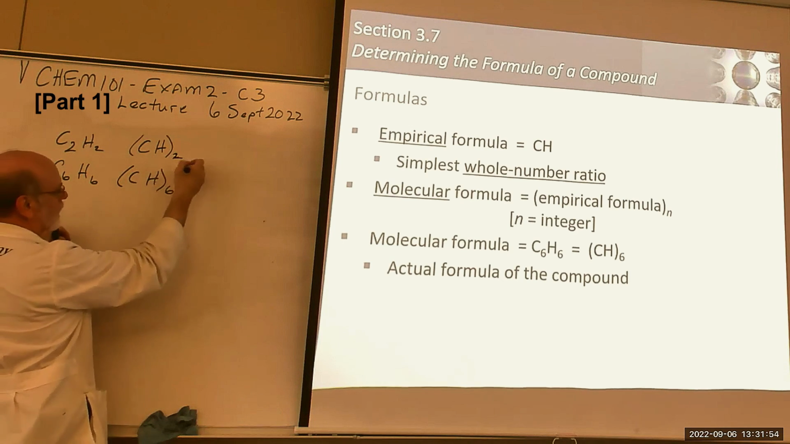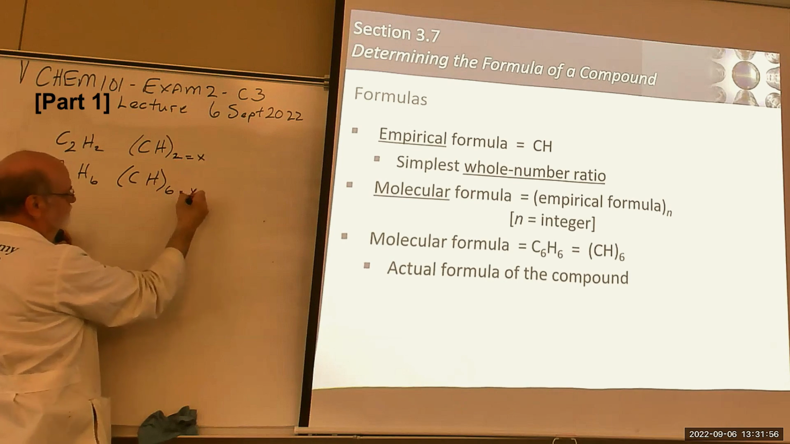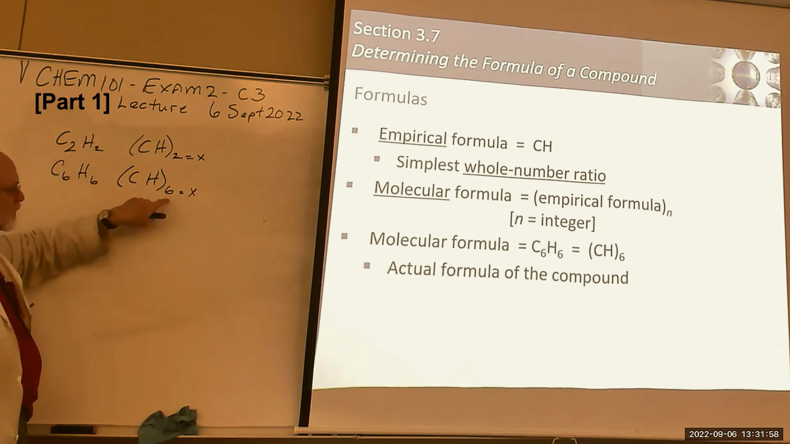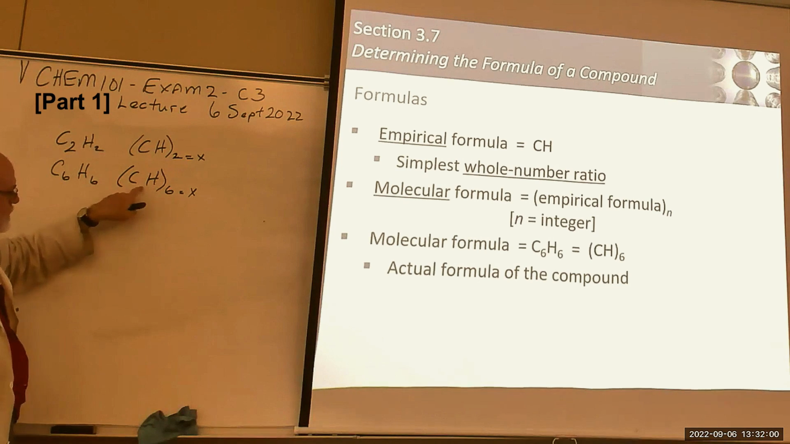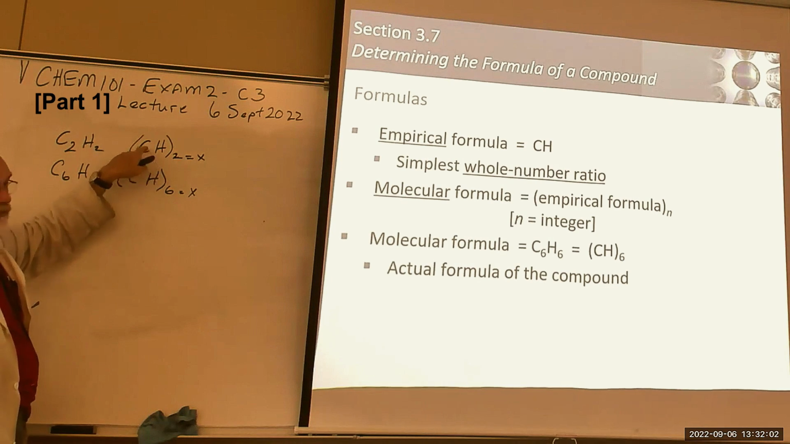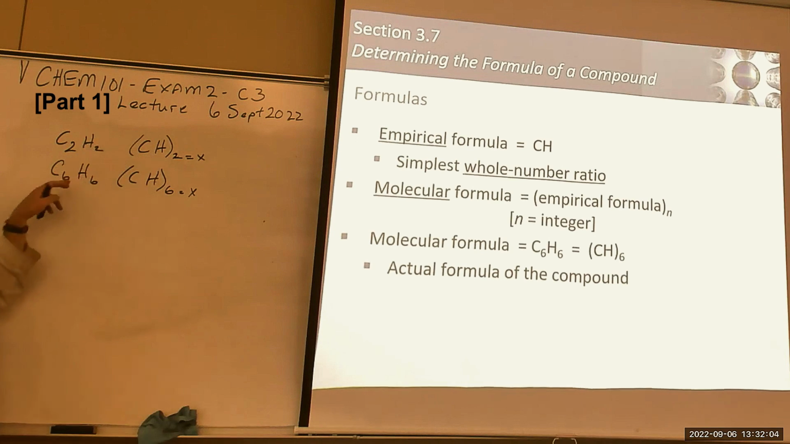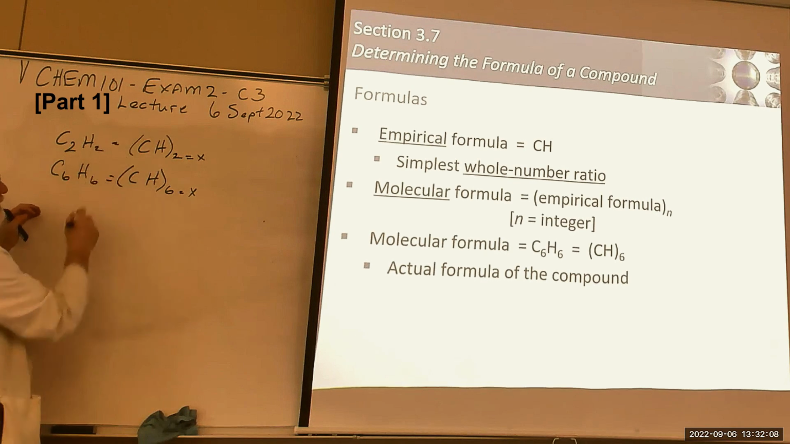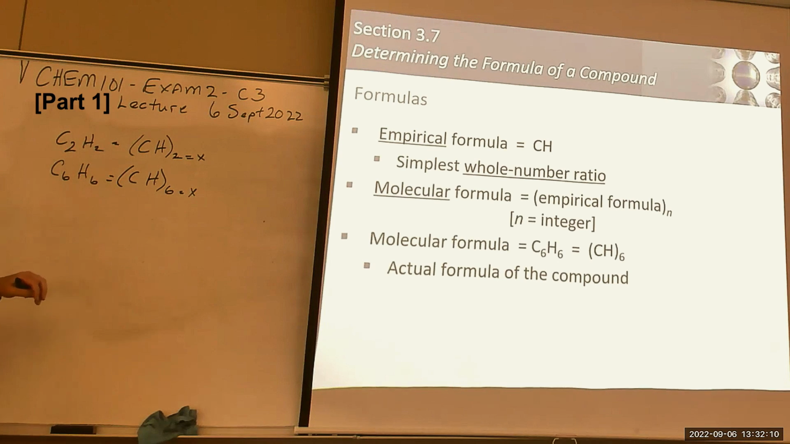this is our multiplier. You need to find that multiplier. 6 times 1 is 6, and 6 times 1 is 6, 2 times 1, 2 times 1. That will give you this formula. We just factored out the 6 and factored out the 2. That will give you the molecular formula, empirical formula versus molecular formula. Okay?